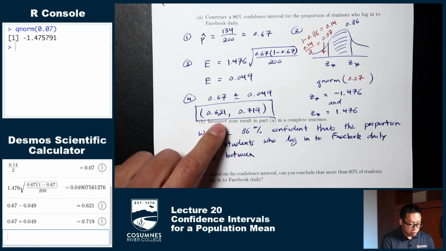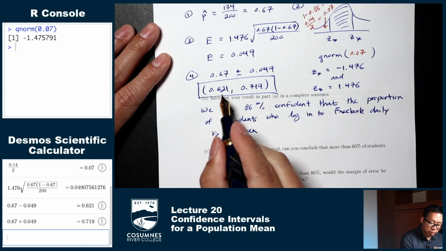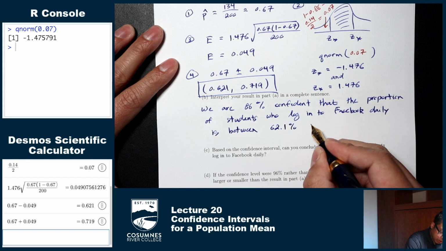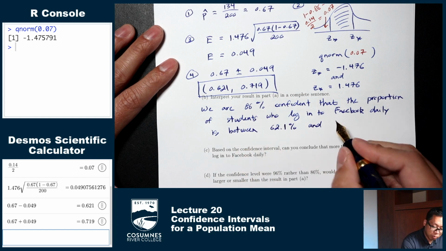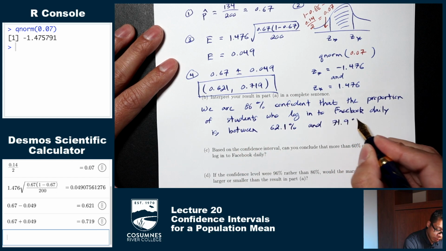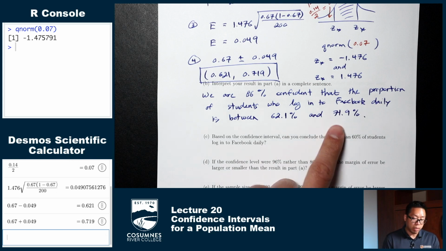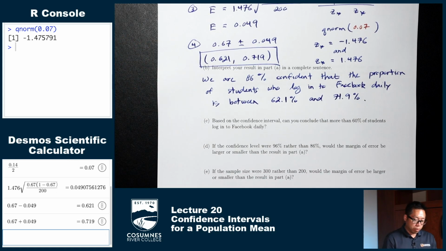Okay, so for proportions, I do want you to convert to percents. 0.621 as a percent will be 62.1%, and 0.719 as a percent will be 71.9%. Okay, so we are 86% confident that the proportion of students who log into Facebook daily is between 62.1% and 71.9%.